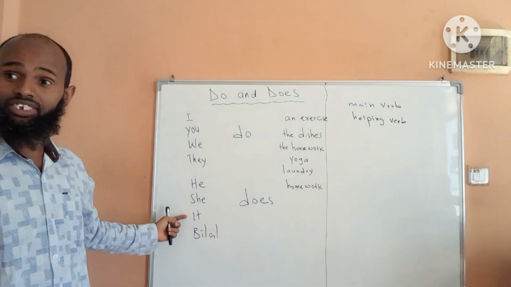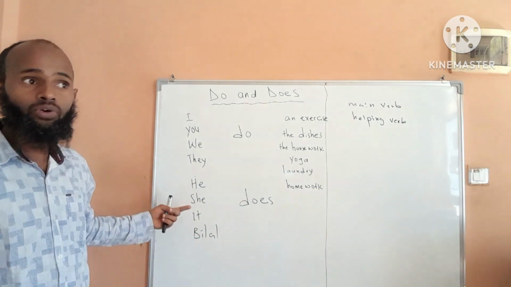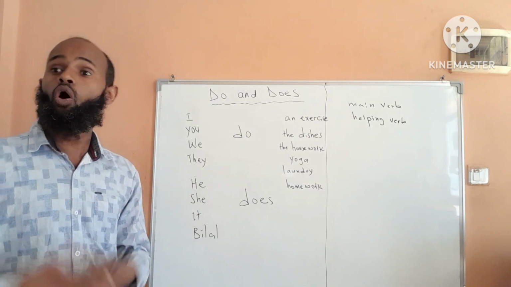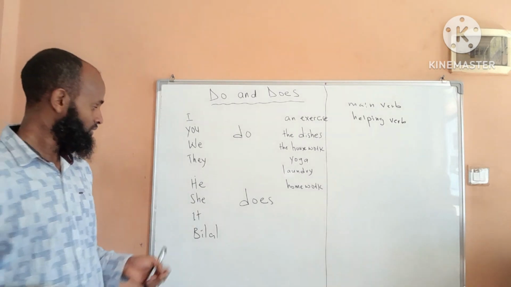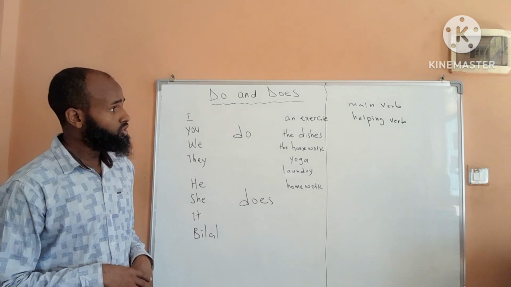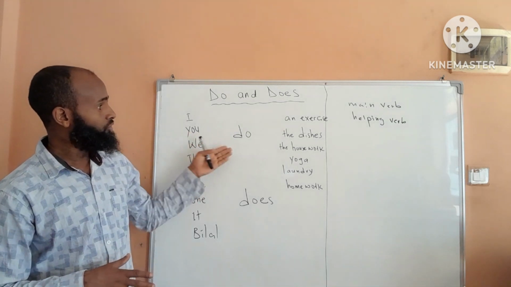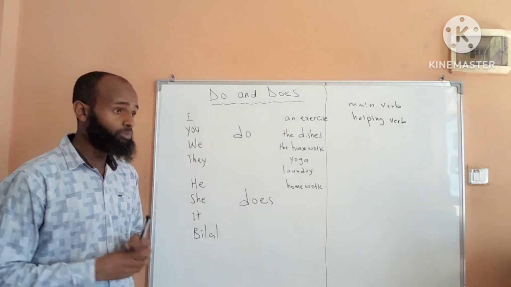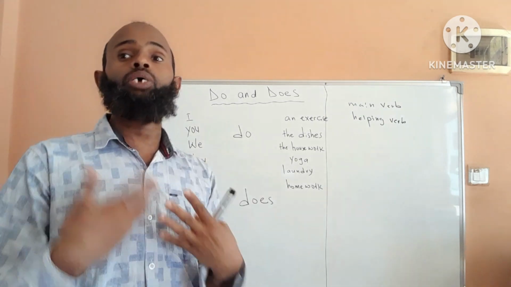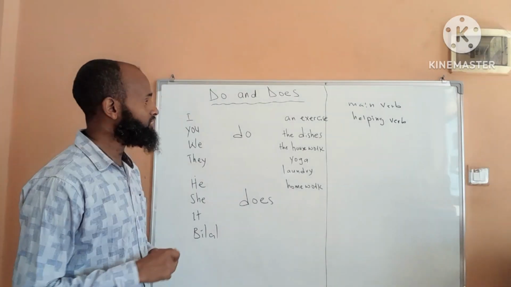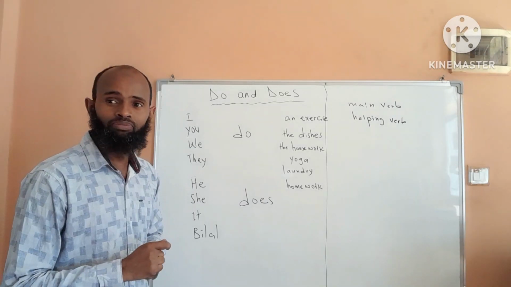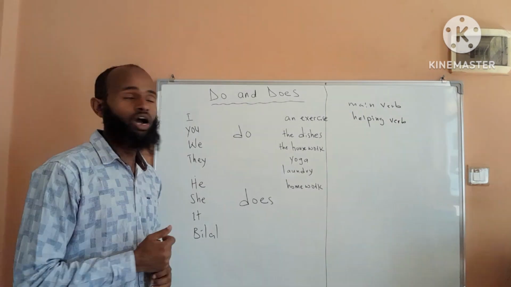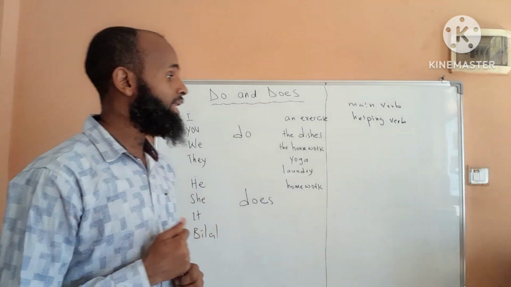Bilal does an exercise because an exercise is an activity that you do. But the subject it is used not for persons, but for objects and animals. So in this way we use do as a main verb. To do means to accomplish, to perform. The next, let's see how to use them in negatives.